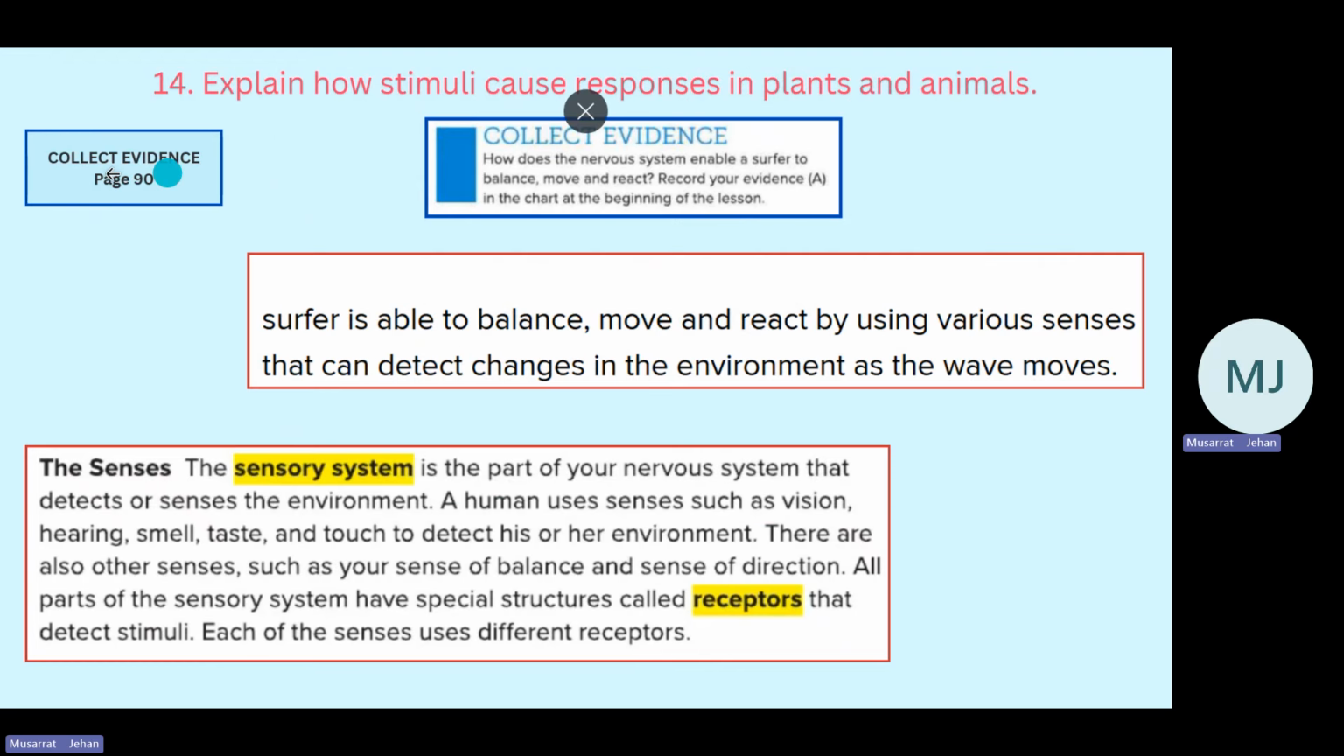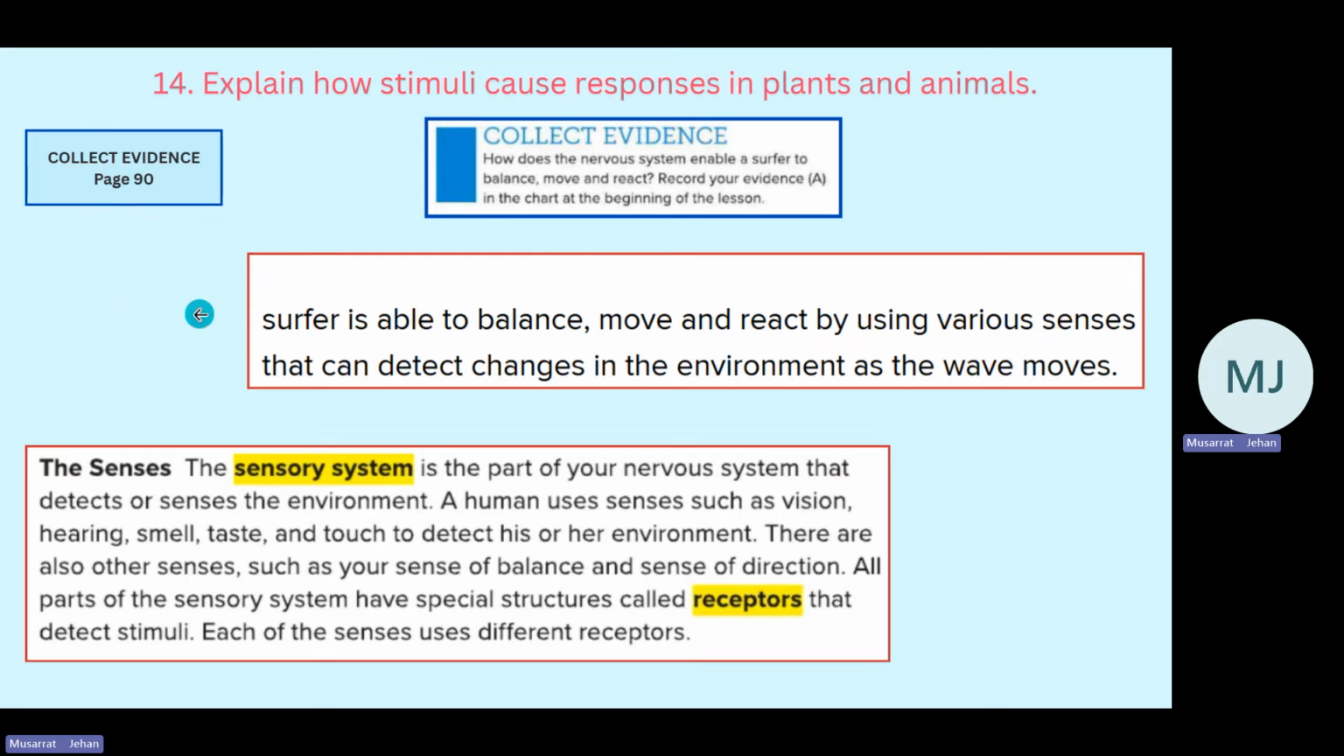Then we come to the next lesson, which is control and processing information, nervous system. Collect evidence, page number 90. How does the nervous system enable humans to balance? So a human is able to balance, move and react by using senses. We have 5 different types of senses, which help us to detect changes in the environment, and so humans can also balance.